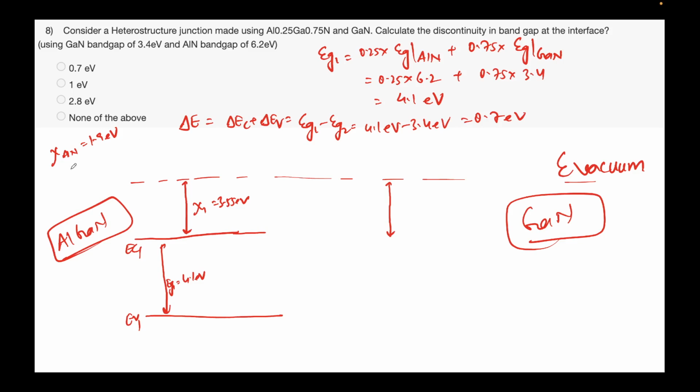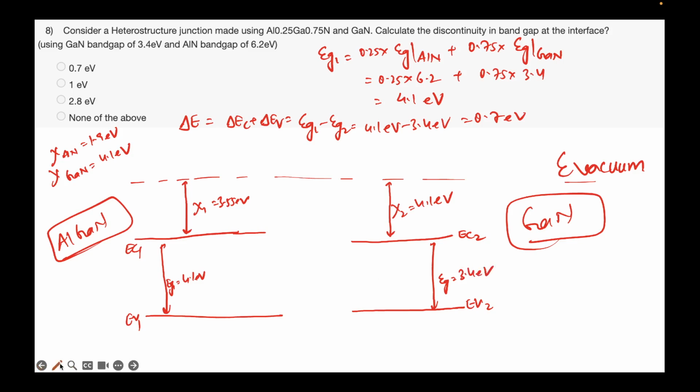GaN is, I forgot, 4.1. Yeah, GaN is 4.1 from the data sheet that I have shared. Okay, so chi2, as I was saying, is 4.1 EV. Let's draw this level EC2, and the band gap is 3.4 EV. So let's again draw this band gap, EV2. This is again EG equal to 3.4 EV.